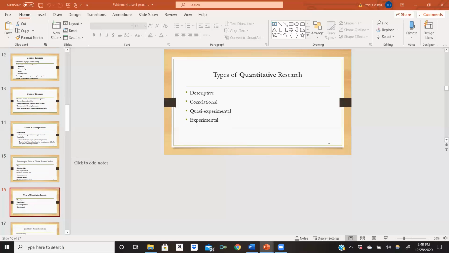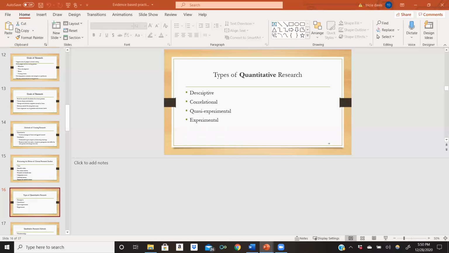So what are the types of quantitative research? So we have descriptive, correlational, quasi-experimental, and then experimental. So descriptive is to explore and describe events in real-life situations, to describe concepts and identify relationships between and among events, often used to generate new knowledge about topics with little or no prior research beforehand. Correlational is to examine the type and degree of relationships between 2 or more variables.